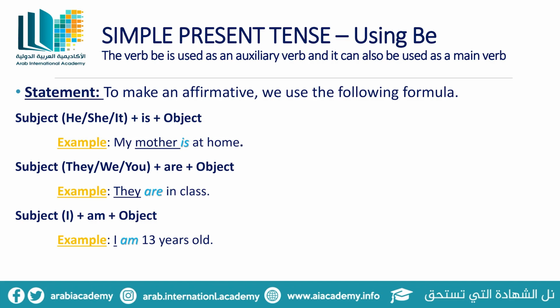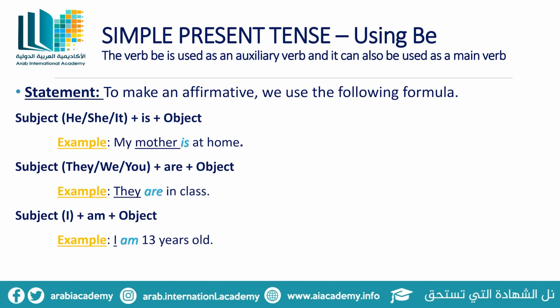For the simple present tense, using the verb to be and not the action verb or the main verb. The verb to be is used as an auxiliary verb. It links the subject with the object. It can also be used as a main verb. It depends on the case.